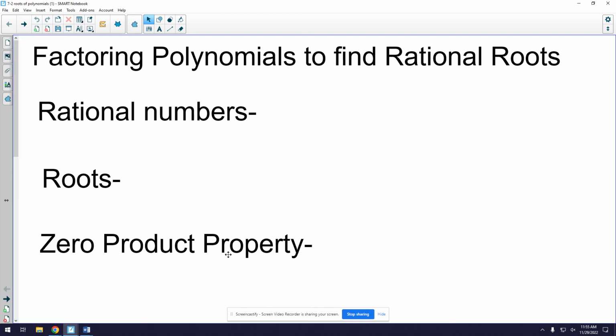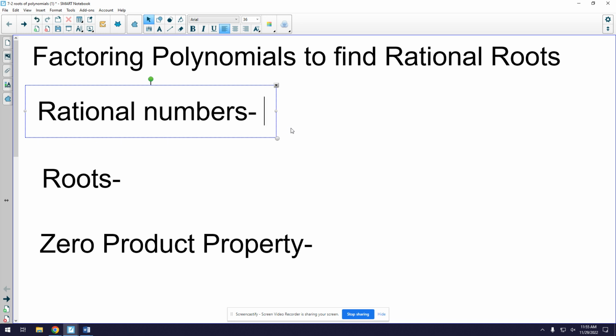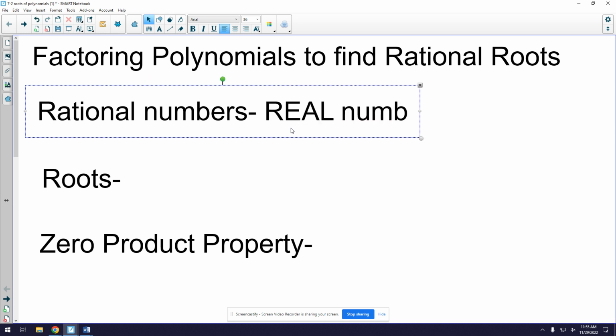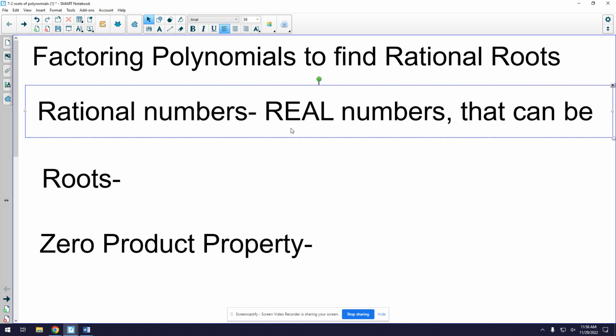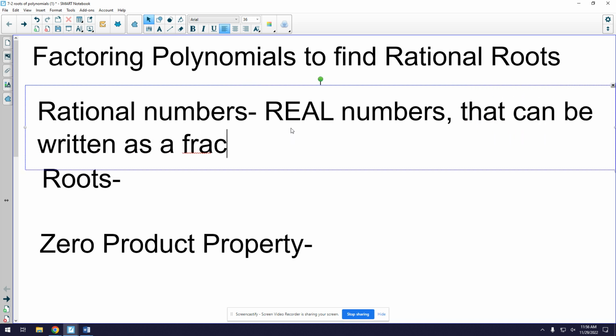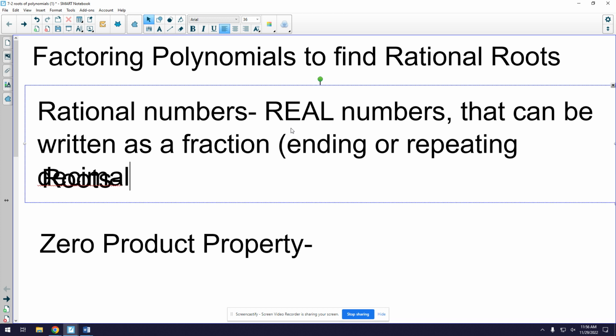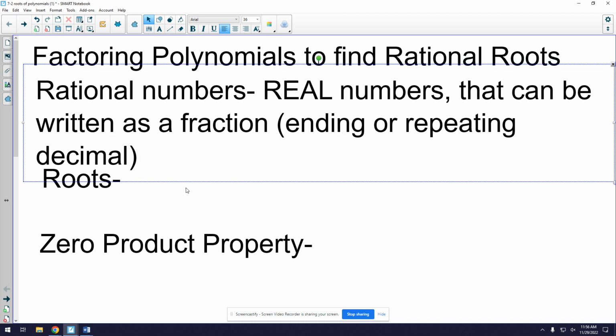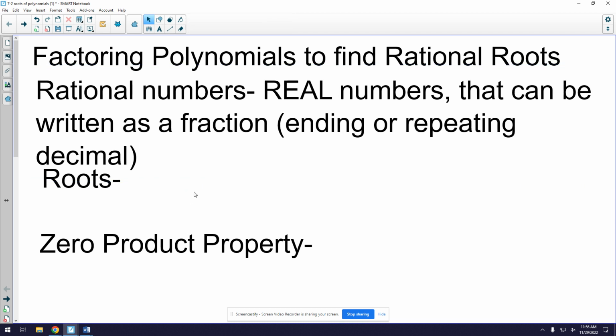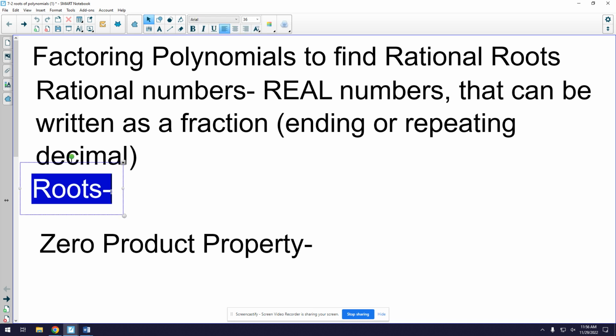All right, we're going to talk now about how to factor polynomials to find the rational roots. So first, let's recall rational numbers are real numbers that can be written as a fraction. Which means that they are either ending or repeating decimals. We talked about that back in Unit 2. So we are going to focus on the rational roots, and recall, we already know roots.